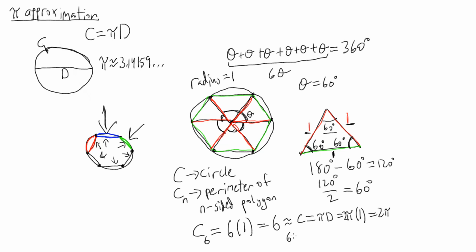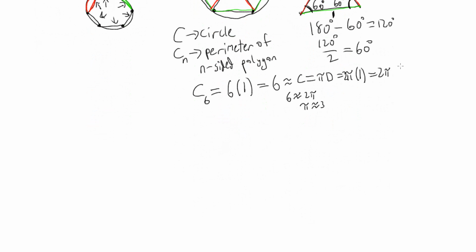So we've got 6 is approximately 2 pi. So pi is approximately 3. And as we can see, that is a very rough guess for the value of pi. And for most casual calculations, that'll usually be good enough. But I want to get a little closer. So Archimedes had a clever method for doing so.